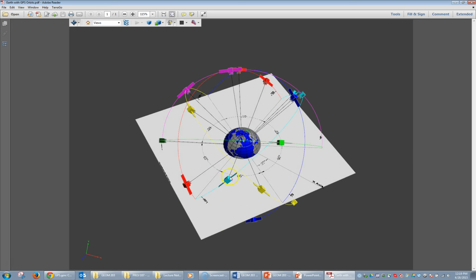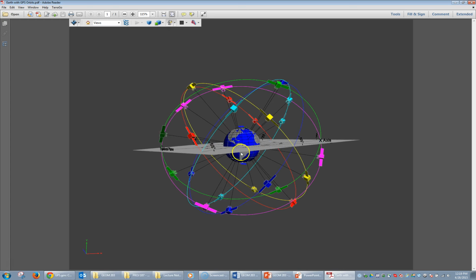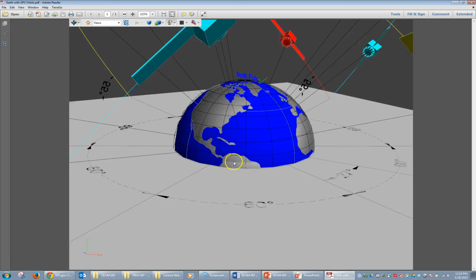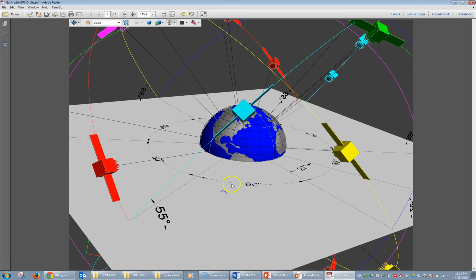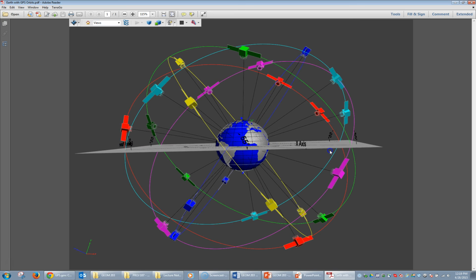So anyway, more on the distribution of the satellites coming up. And in one of our projects, we'll be looking at some of these effects. So again, please feel free to view this model to get a better understanding as to how the GPS satellites are actually distributed.